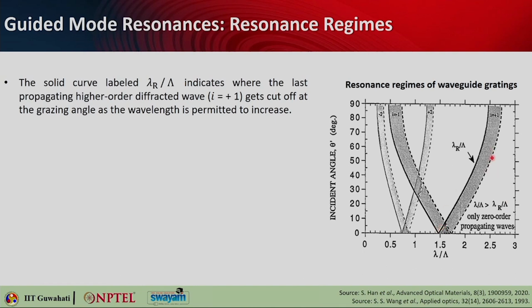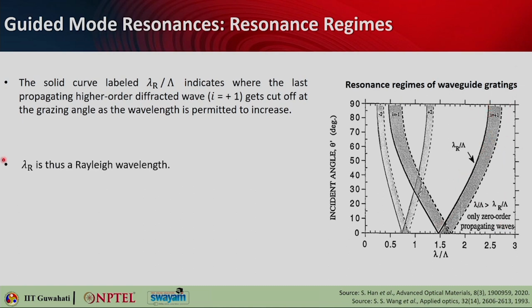And the solid curve that you see here, labeled lambda r over capital lambda, indicates the last propagating higher order diffracted mode, which in this case is i equals plus 1. It gets cut off at grazing angle as the wavelength is permitted to increase. So, as you keep on increasing, it does not increase further, it will get cut off here.